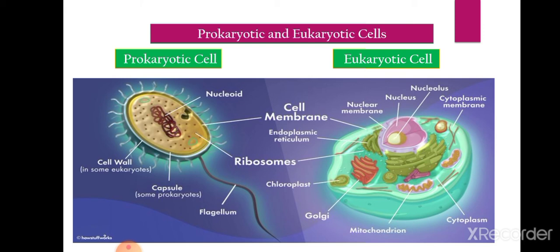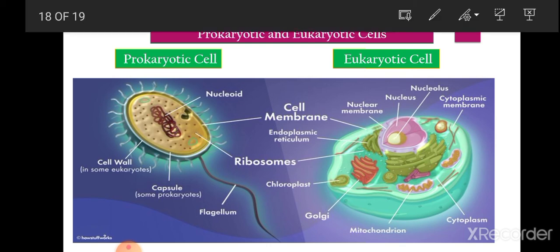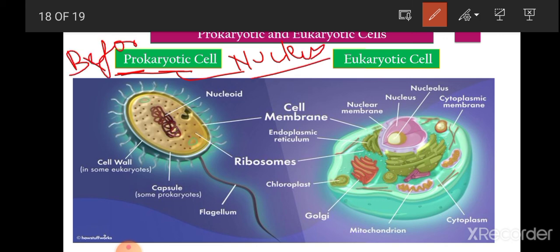Now, the last topic of this chapter is prokaryotic and eukaryotic cell. So, what are prokaryotic and what are eukaryotic cells? Let's start with prokaryotic cell. This word prokaryotic is made up of two words, pro and karyotic. Pro means before, and karyon means nucleus. So pro means before and karyon means nucleus.